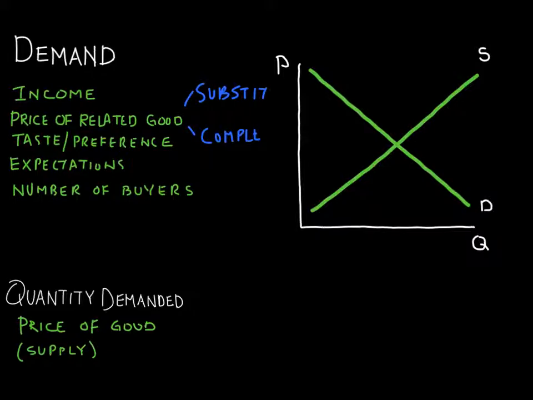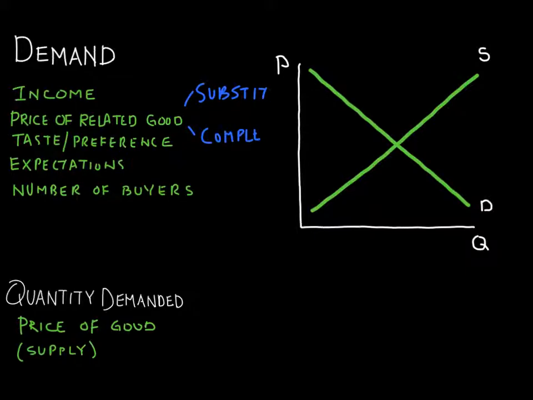So to do an example here, if you had a substitute good, so the price of Pepsi, for example, increased, what happens to the demand for Coke then? Well, if the price of Pepsi decreases, then you want to buy more Pepsi because it's cheaper. But if you buy a lot more Pepsi, then you don't want to buy as many units of Coca-Cola. So we would expect the demand to decrease.